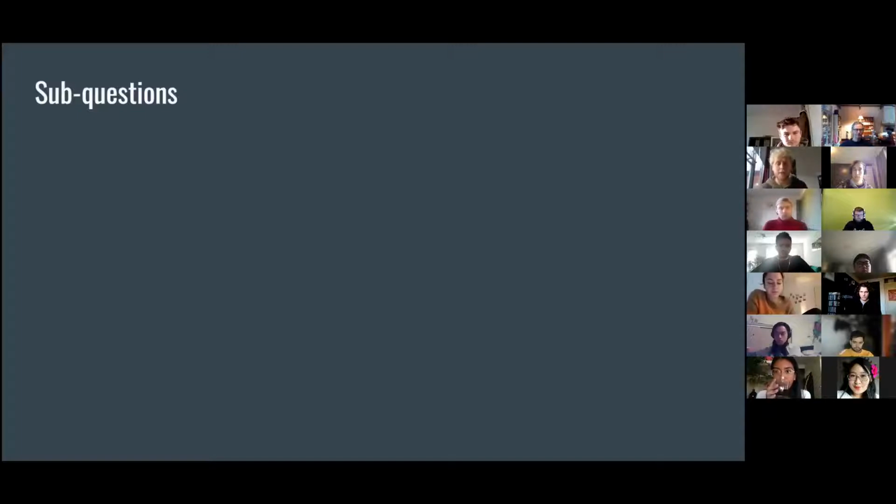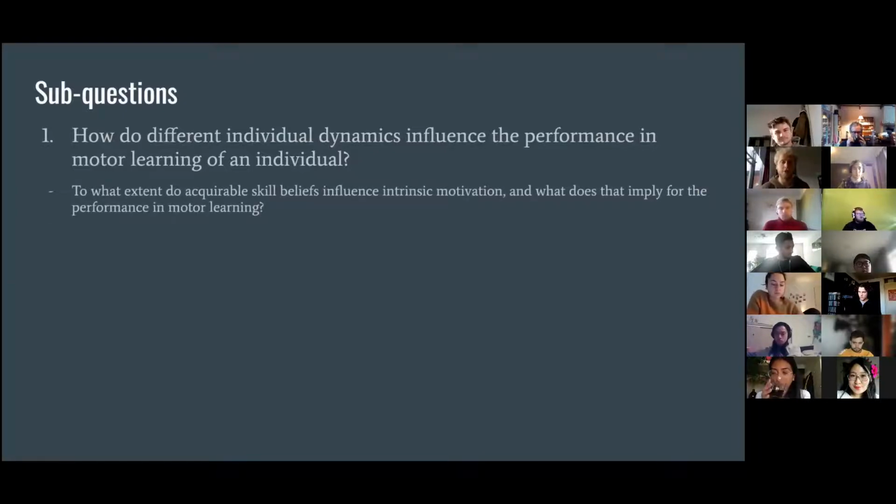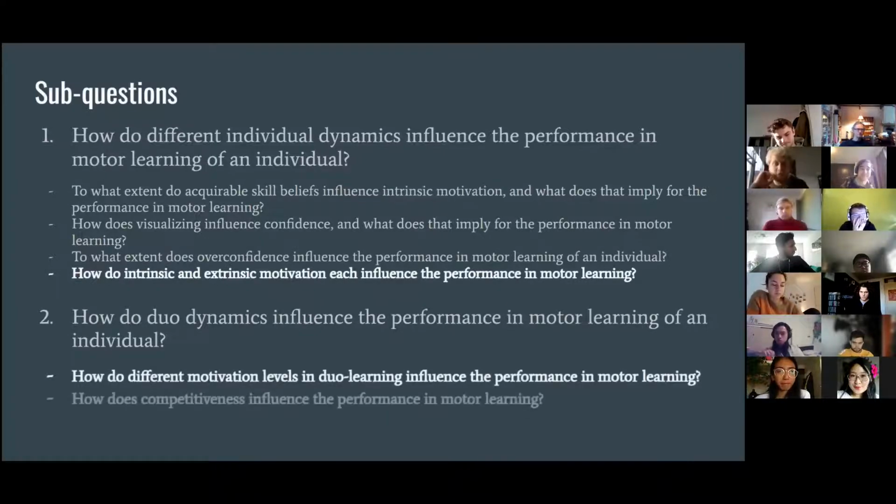Based on this theoretical background, we listed several questions per research question. The relevant ones are for now stated in bold. So Egge, you can click on. For the first question, this is: how do intrinsic and extrinsic motivation each influence the performance in motor learning? And for the second question, these are: how do different motivation levels in duo learning influence the performance in motor learning? And how does competitiveness influence the performance in motor learning? And now we'll give the presentation to Egge.